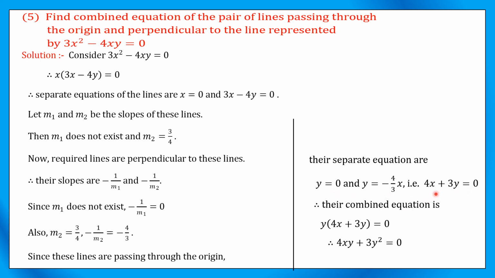These are two separate lines. We have to find the combined equation. Suppose this line is u equal to 0 and the second line is v equal to 0, then their combined equation is u into v equal to 0. Therefore, multiplying with y, we get y into 4x plus 3y equal to 0, that is 4xy plus 3y square equal to 0, which are the required lines. Thank you.